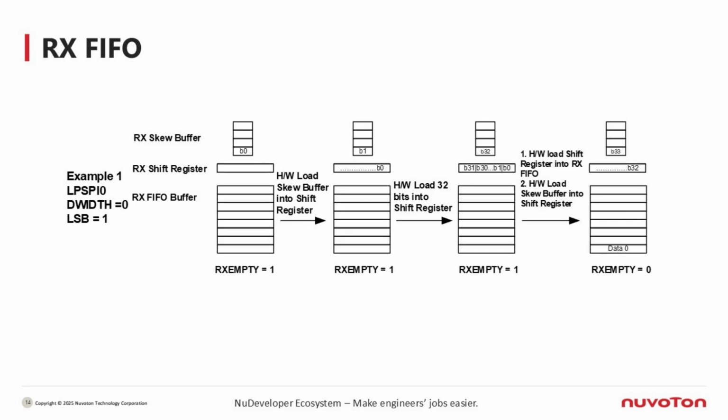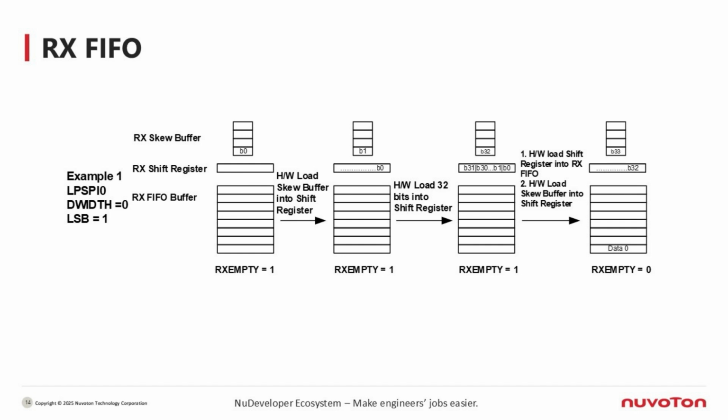Now let's go over how the RX FIFO works. On the receive side, the data flows like this: RX skew buffer, then RX shift register, and finally into the RX FIFO buffer. We'll use 2 examples to explain. Example 1. Normal receive flow.